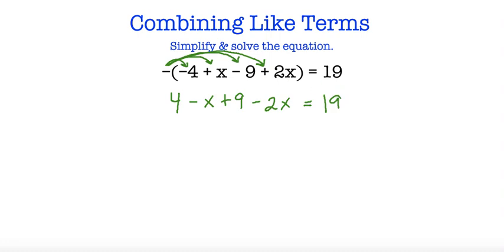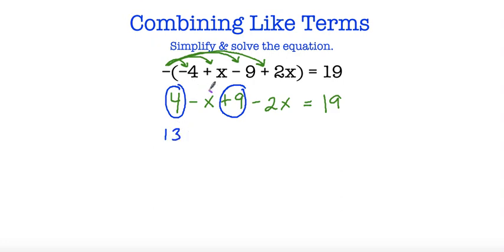19. And then now we would just combine like terms. So the 4, we can't combine it with the negative x, but we could combine it with the positive 9. So 4 plus 9, we just add that normally, is 13.